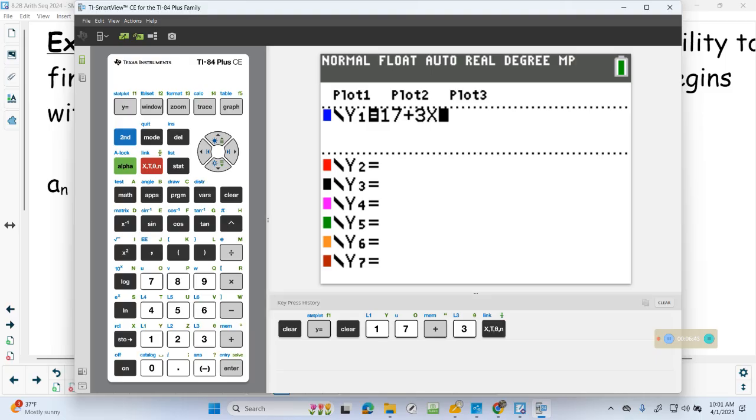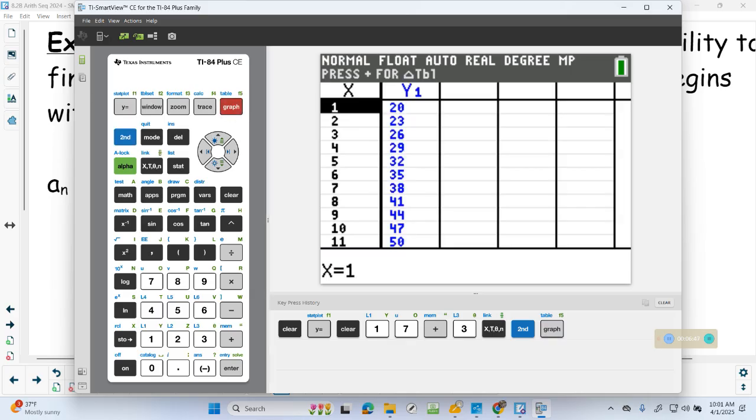I'm not going to hit graph. Of course, that would make a line if we graph it. But I want the table, so second graph. And remember, it says you're starting with 1. Okay, so my first term is 20, second term 23, third term 26, fourth term 29.